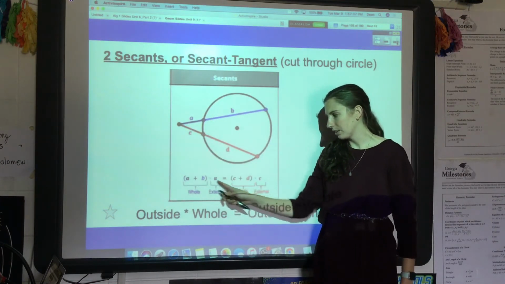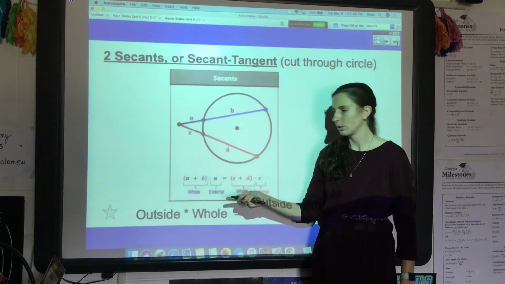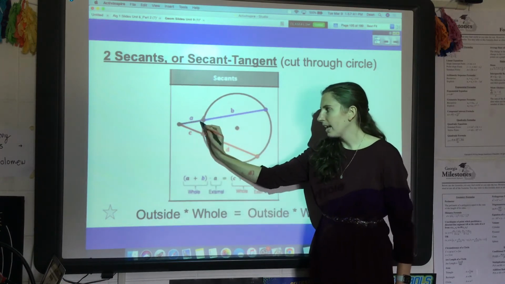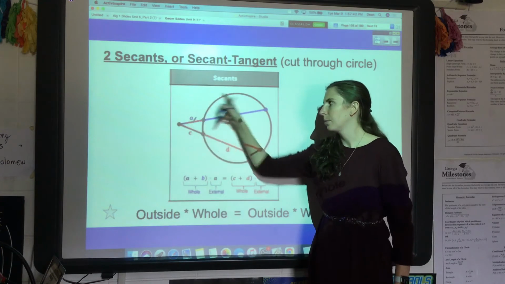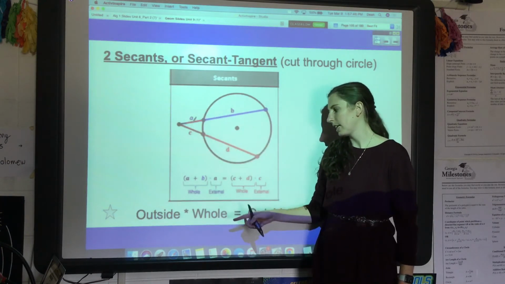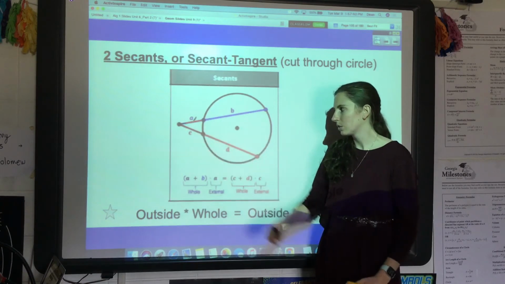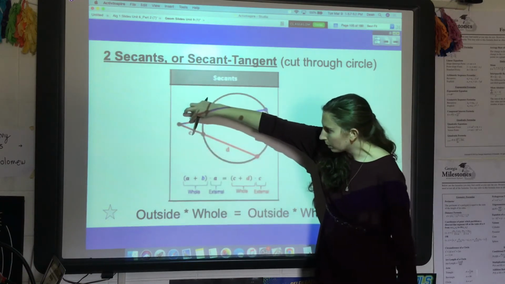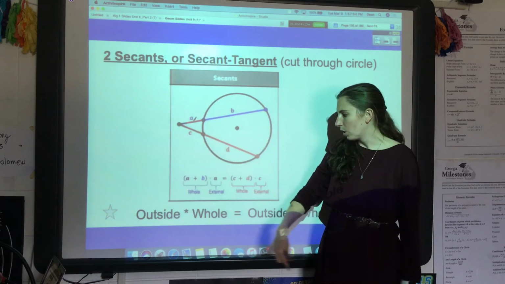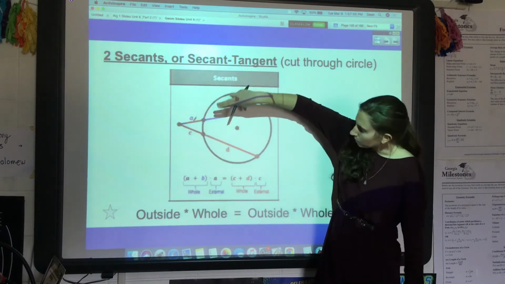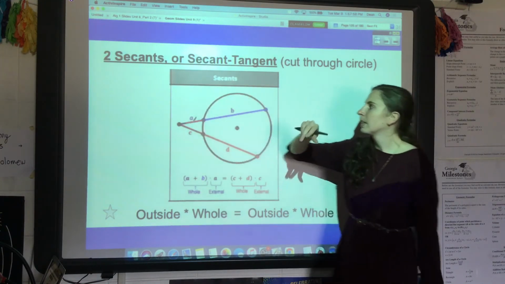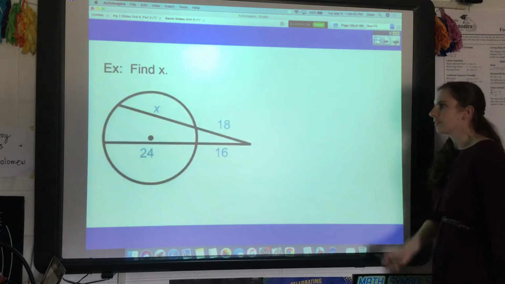So they kind of have that written out here. I don't know if that confuses you or not, but basically A times A plus B, the whole thing, is going to equal C times C plus D. So like the part times the whole equals part times the whole. Or the whole times the external equals whole times external. So let me show you a couple examples of this.